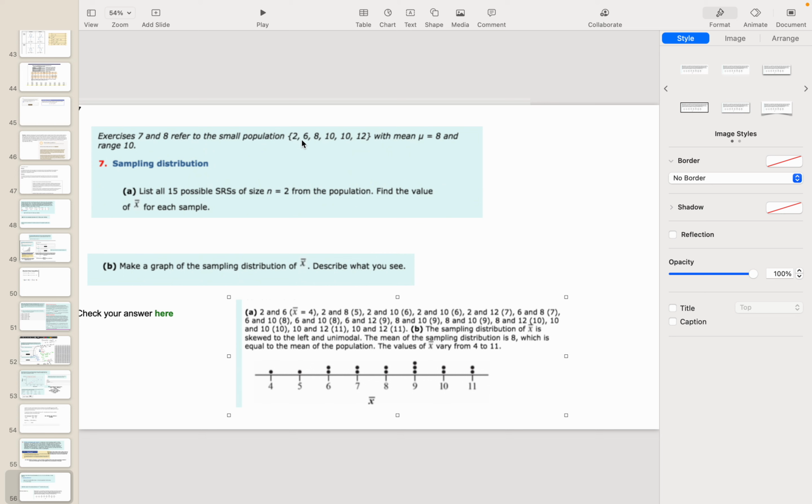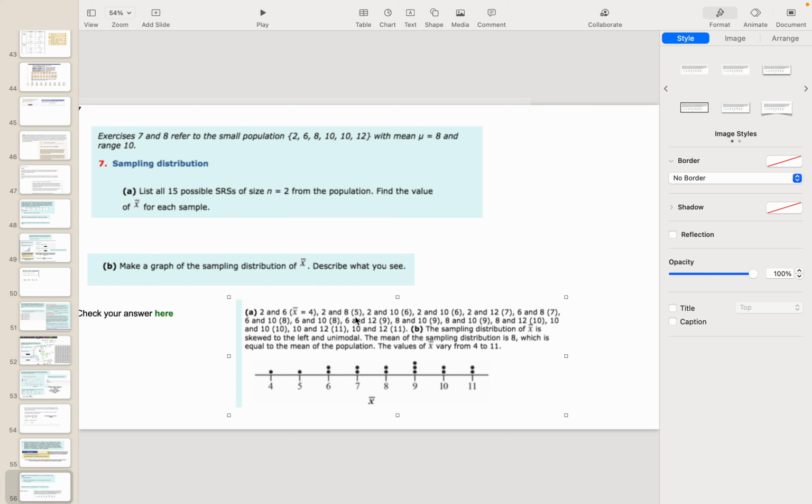Well, we could pull a 2 and a 6. The mean of 2 and 6 is 4. We could pull a 2 and an 8. So they're just going 2, 8, 2, 10, 2, 10, 2, 12, right? And getting the mean each time. And going through then 6, 8, 6, 10, 6, 10, 6, 12. So what are the 15 different samples we can get?